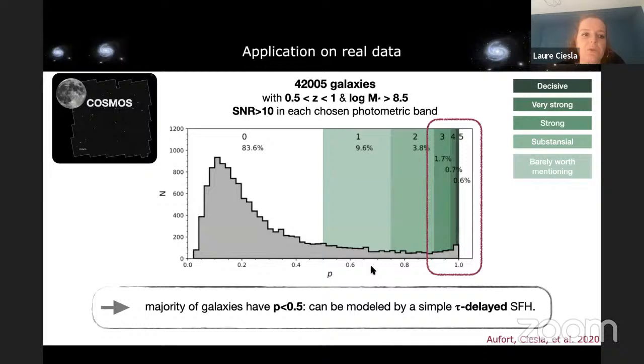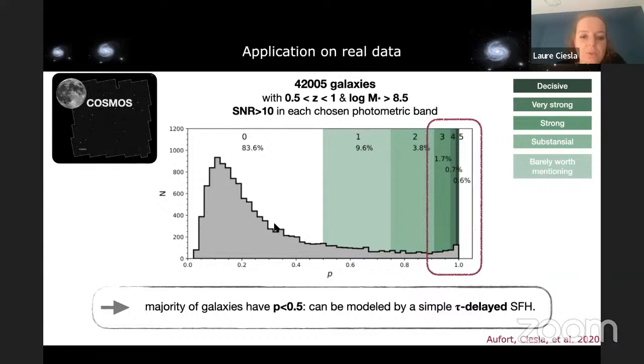So we applied this to the Cosmos field, which is a large field of extragalactic sources, you can see here. And we had 42,000 galaxies. We keep a quite narrow range of redshift because I told you that the method is not yet very well calibrated for the impact of redshift. And we also use a very strong signal to noise ratio because we need to investigate the impact of the signal to noise ratio on the method.